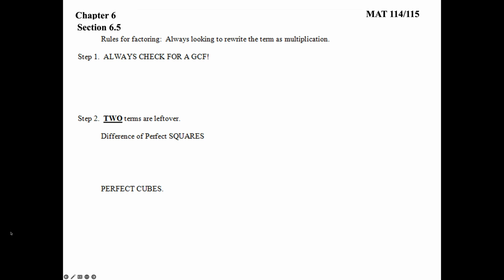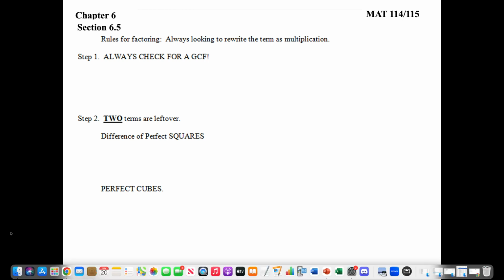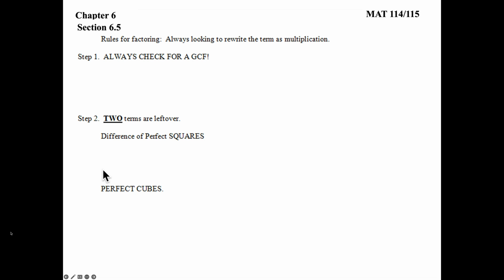Right, starting with 6.5, we are going to make an outline of all the techniques that we use for factoring, and basically a flow chart, if you want, based on the number of terms you have left and how you should check your factoring. So this sheet in your notes is a very good sheet to have out all the time for factoring.